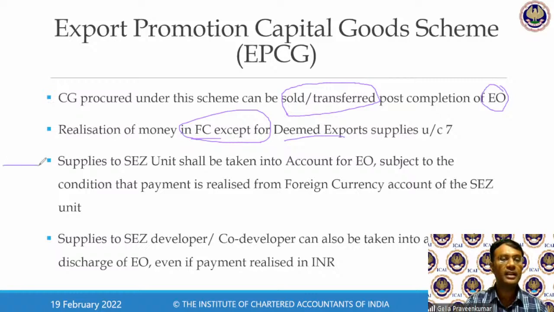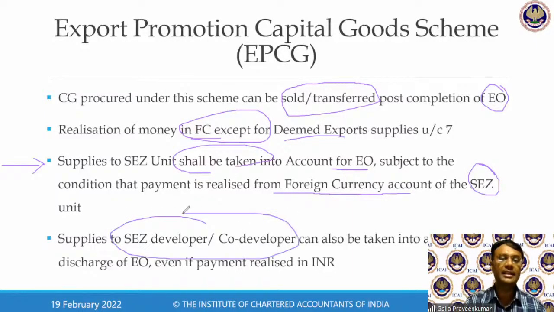Also, supplies to SEZ shall also be taken into account for calculation of your EO. The condition is money to be received in foreign currency from a SEZ unit. So what if it is a SEZ developer? I can get money in my INR. Whatever we have discussed about DFIA, the same process is applicable for EPCG.